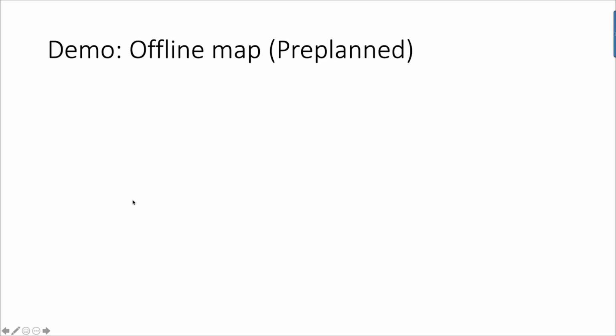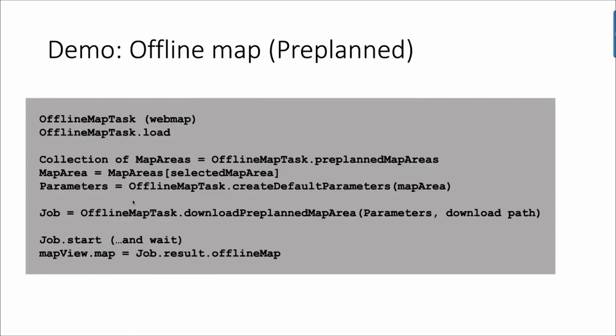Okay, so we saw that was pretty straightforward as well. The key bit there was defining your areas in ArcGIS Online or ArcGIS Enterprise ahead of time. And of course, you can do all that through Python as well. There are APIs for defining these areas and managing them too, but there's a user interface in ArcGIS Online.